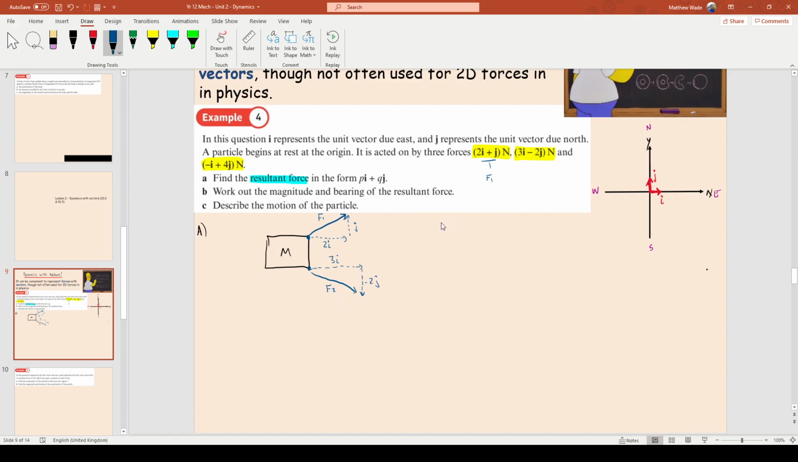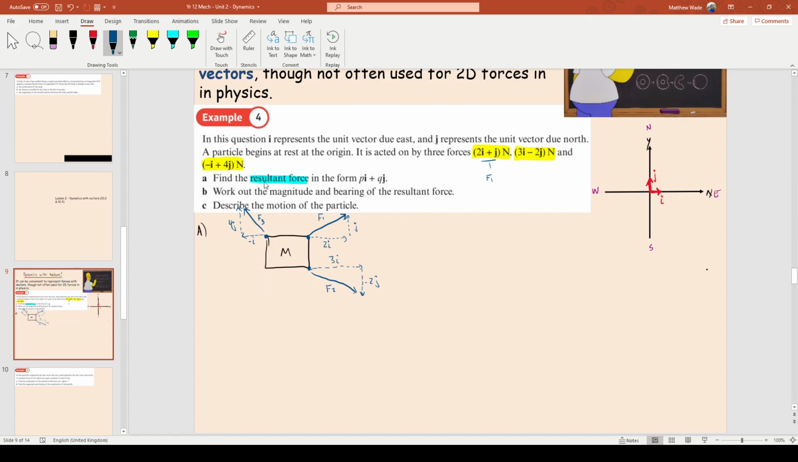And the third one is minus i plus 4j, which is really convenient because I was like, oh, I'm out of space on the right. But actually, minus i worked really good for me. So F3, we can put it this way. It's 1 this way, minus i. So it's 1 that way, minus i. And then it is 4 up. So up 4, there it is, 4j. And so your resultant force is there, F3.